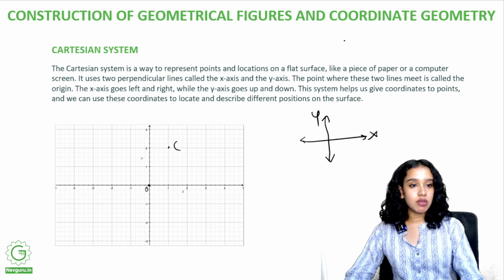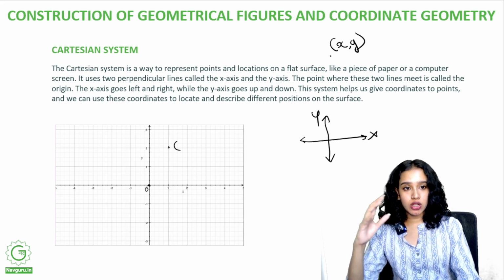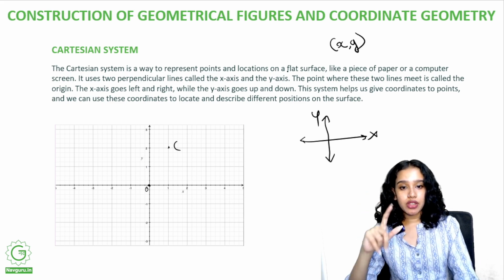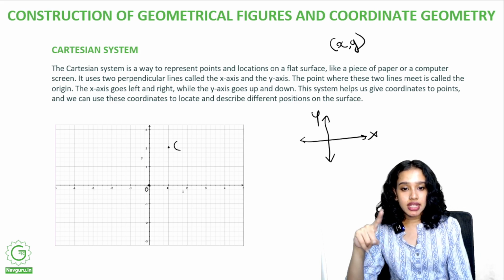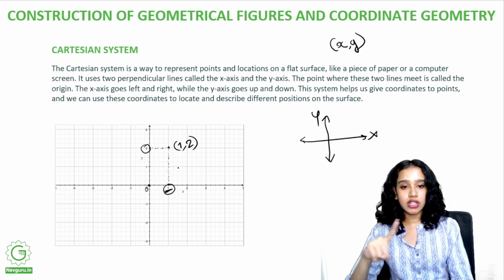We actually write the points in a coordinate system like this. We'll put a circular bracket, x and y. First we'll write the x coordinate. The x coordinate of this point would be 1. And for the y coordinate, we see what the y coordinate is. This is the y coordinate and this would be the x coordinate. So 1 is the x coordinate and 2 is the y coordinate. So (1, 2) is the location of this point.